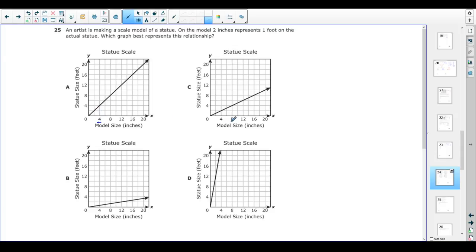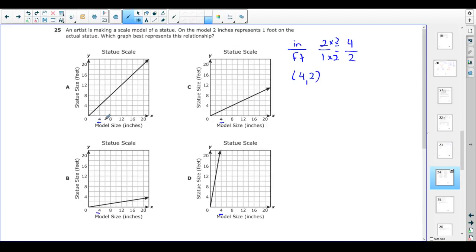Let's see. If I'm looking at the graphs, the first number listed here is 4 inches. So I know I'm comparing inches to feet here. Our scale is 2 inches is 1 foot. I want to know how many feet is 4 inches, because that's the first number we're looking at. Just divide by 2, so this would be divided by 2 as well. So when I'm at 4 inches, I should be at 2 feet. So I'm looking for the point 4, 2.